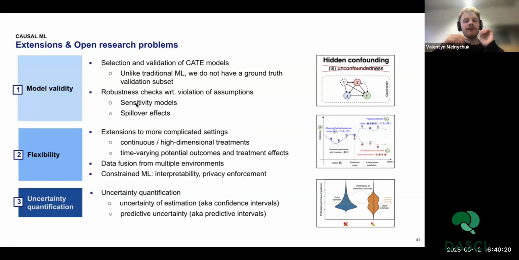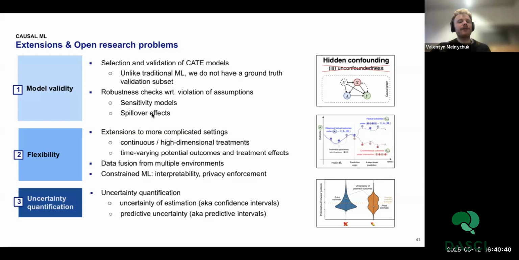Or, for example, we can build sensitivity models, where we allow for a little bit of confounding, and then what we get is not the point estimate of the CATE or the ATE, but a whole upper and lower bound. This is called partial identification.